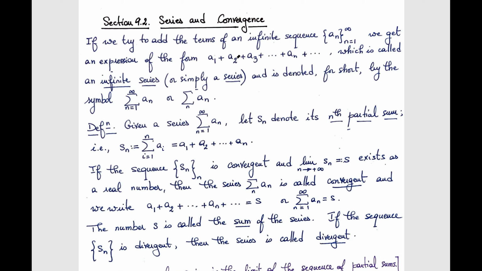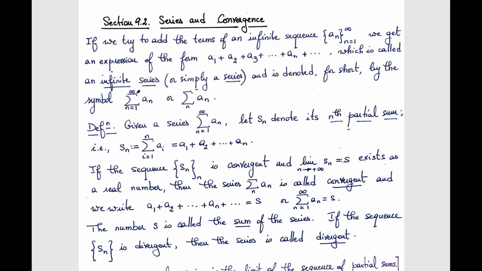of summands, each of which comes from a sequence. So we have a sequence a_n, and we would like to add the terms, all of the terms of that sequence. So we talk about the series associated to the sequence. Sometimes we say just series, but what we really mean is infinite series. Throughout this chapter, we only deal with infinite series.